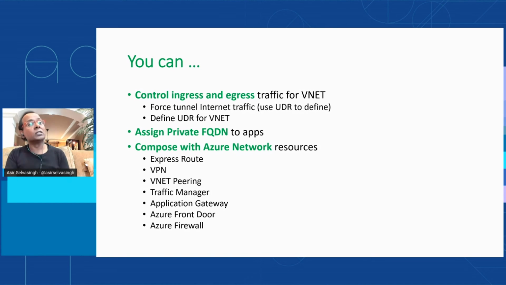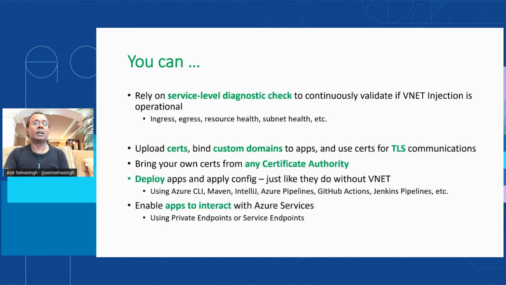Now, for the Azure Spring Cloud, you may have many apps. You can choose to assign private FQDNs to some of those apps, right? Not all of them need to have an endpoint, depending on your business needs. And the entire arrangement you can compose with Azure network resources. I showed you ExpressRoute, VPN, VNet peering. You can use Traffic Manager. I showed you Application Gateway. You can also use Front Door as well as Firewall.